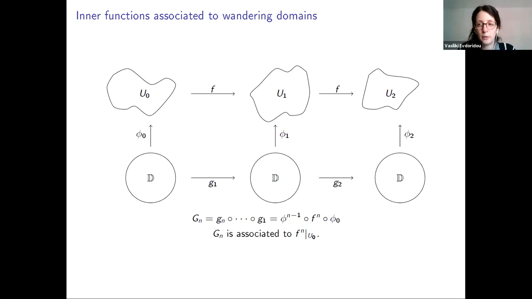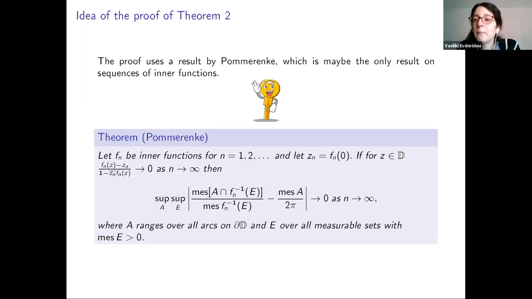As I said, the key result for the proof of theorem two is a result about sequences of inner functions, and this is a result by Pommerenke. So I want to say a few things about this first. We have a sequence of inner functions, fn. And pay attention here, we have this assumption that for z in the unit disk, the hyperbolic distance between fn of z and fn of zero tends to zero. And why do I make this point here? I said that we plan to use Pommerenke's theorem to prove theorem two. And if you remember, let us go back actually.